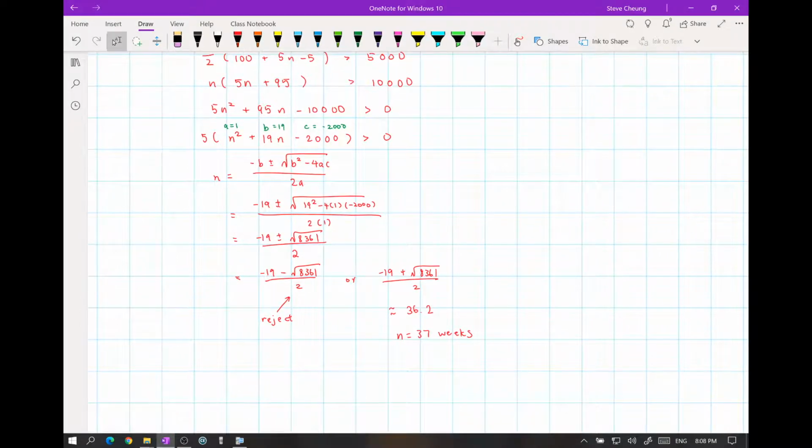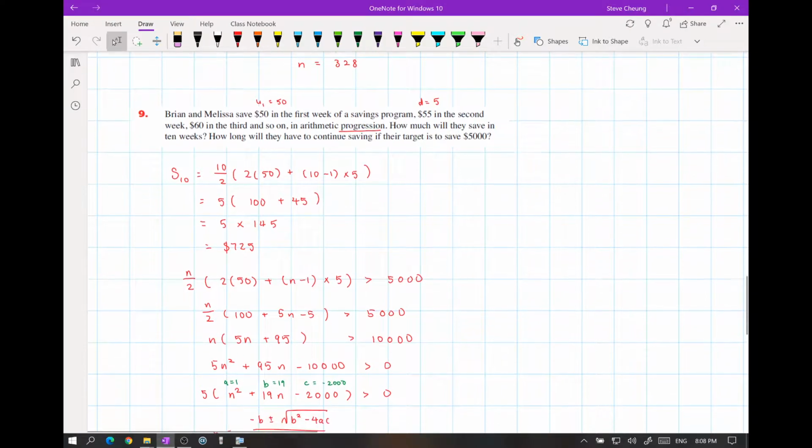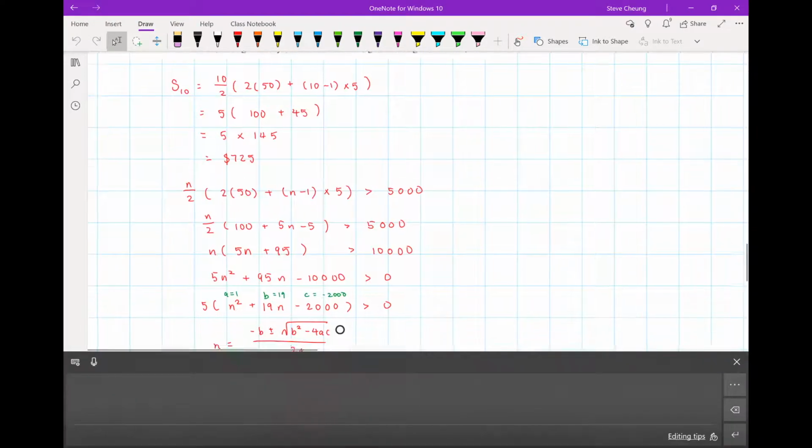So if you're not very good with quadratic inequalities and you have a choice because this is like a paper 2 question, then go ahead and just put this into the GDC. And then you will scroll down the table until it goes above, was it 5,000? 5,000. Okay.